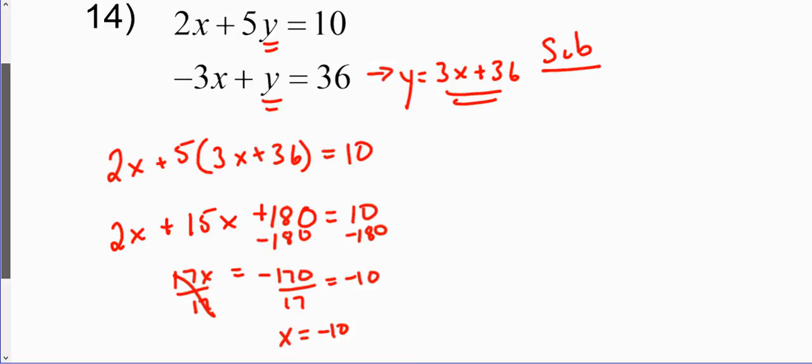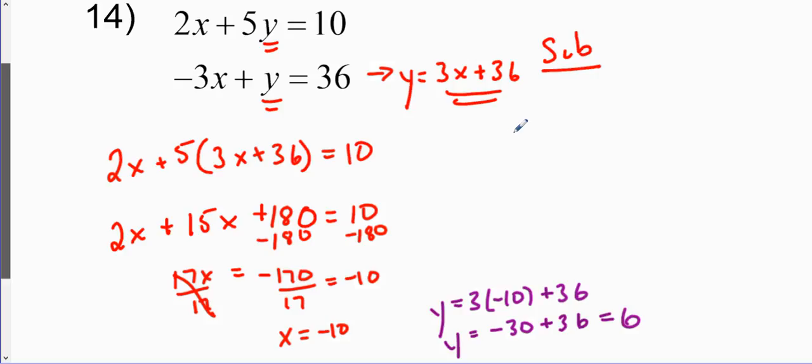Now from there, we take our x value and substitute it back into our original one: y equals 3 times negative 10 plus 36. So now we have y equals negative 30 plus 36, which we can simplify to 6. Our solution is x equals negative 10 and y equals 6. That's our point of intersection.